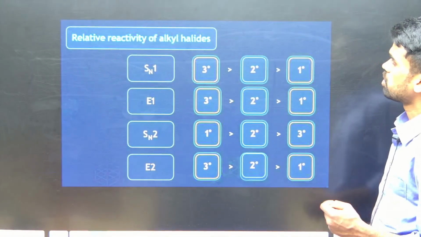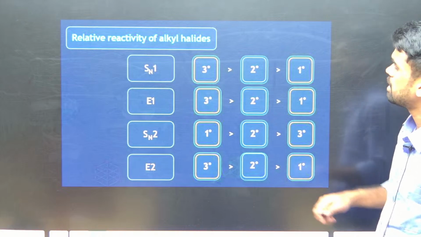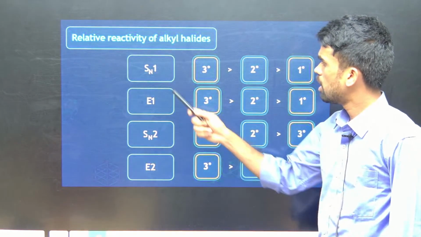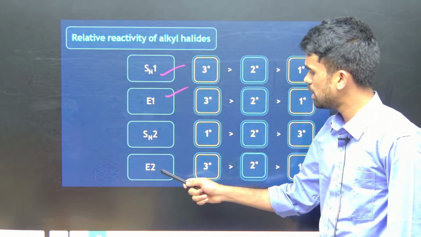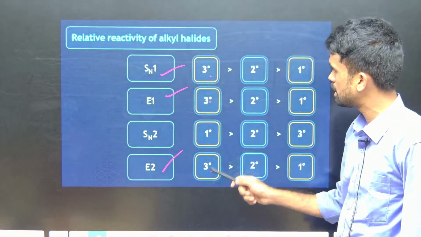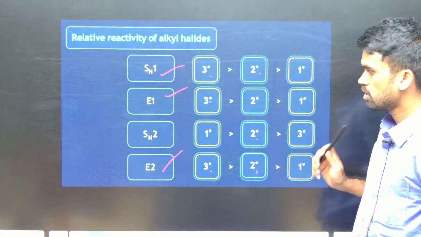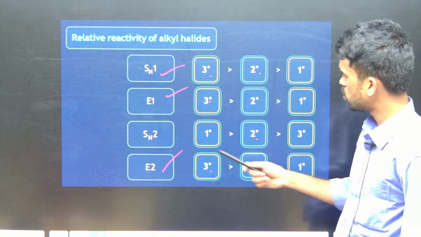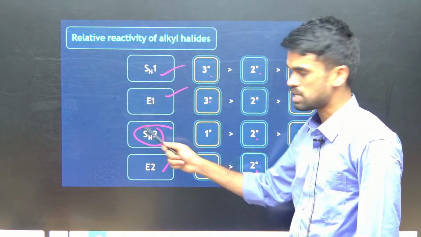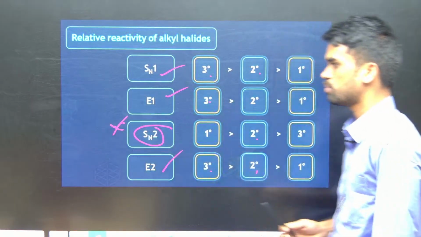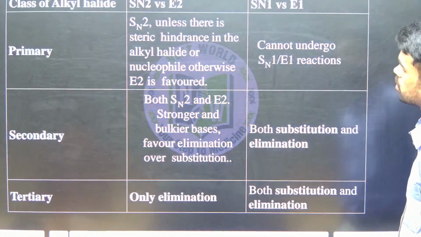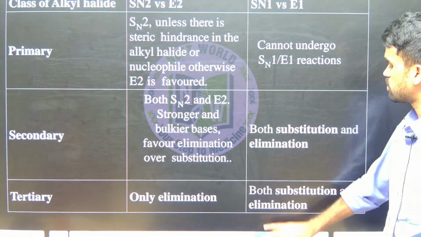Okay. So now, once again, the reactivity of alkyl halide. I already told you SN1, E1, E2 follow 3 degree, 2 degree, 1 degree. Only SN2 is different, only SN2 is different. That's it. This is an important point to be remembered. So now tell me what are the products we have seen.